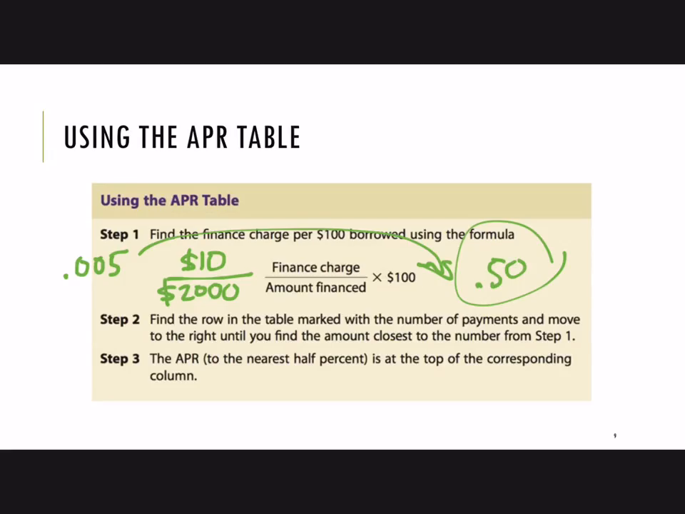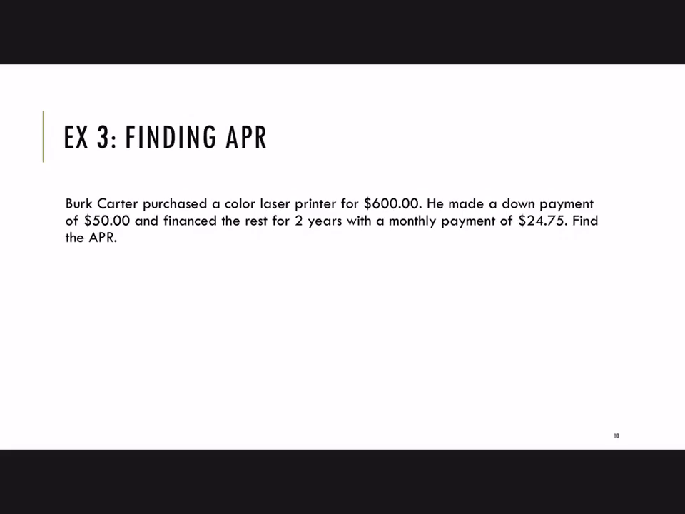Okay, so we'll do an actual example, and this should correspond with the table that we have to use. Buck Carter purchased a color laser printer for $600. He made a down payment of $50 and financed the rest for 2 years with a monthly payment of $24.75.